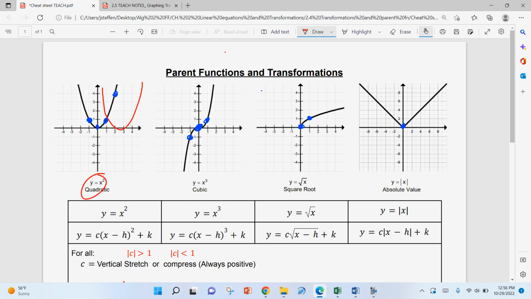The cubic, we could move it to the left and down, so it looks something like this. The square root, we could reflect and move it down. The absolute value, we can move it to the right and flip it. So that's what we're doing today. So we're essentially combining the stuff we learned the other day with 2.4 and moving it with graphing.